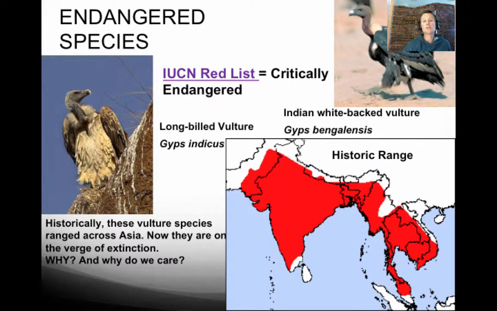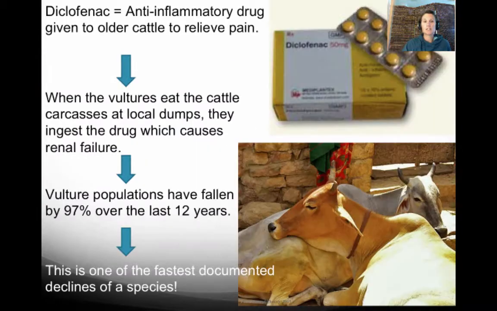So they're providing a really important service, getting rid of those dead carcasses. Well, as technology and medicine progressed, we were able to come up with a drug called diclofenac. It's basically an anti-inflammatory drug that they give to older cattle to help relieve the pain of arthritis and just old age in general.